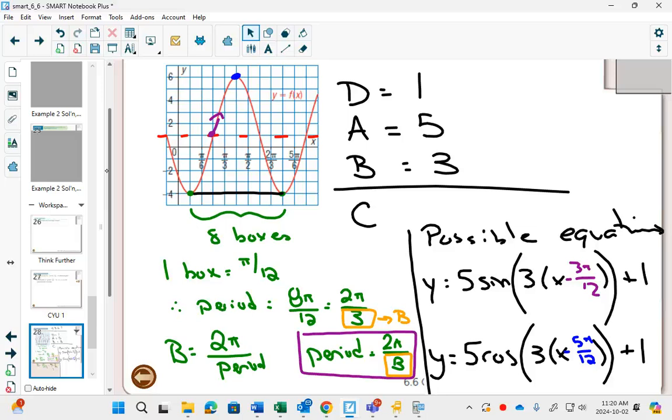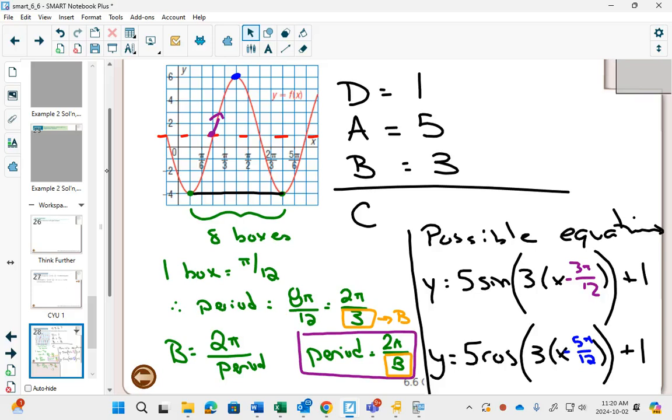And I could make a sine graph, or I could make a cosine graph with this. All that changes is where the graph starts. So if we think about sine, a sine graph normally starts in the middle going up. So I went to my graph, and in purple, I labeled where was the middle going up. That's 3 boxes to the right. So I wrote minus 3 pi over 12 because it's been shifted 3 boxes to the right.